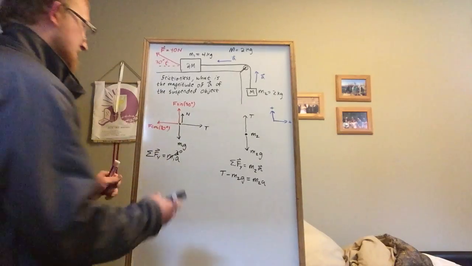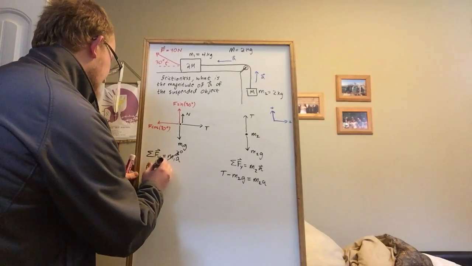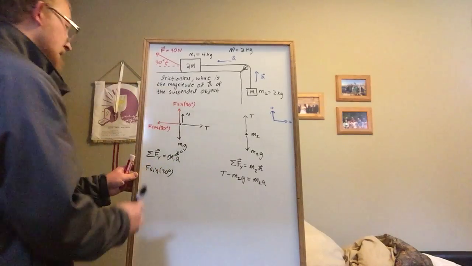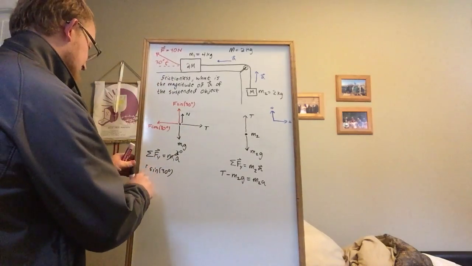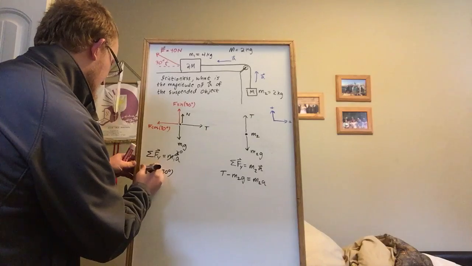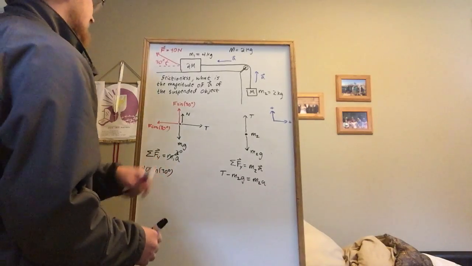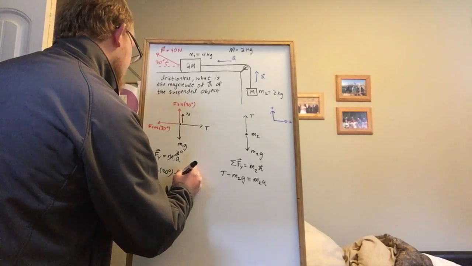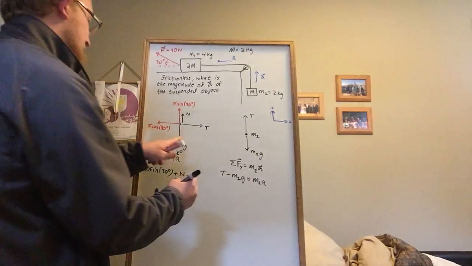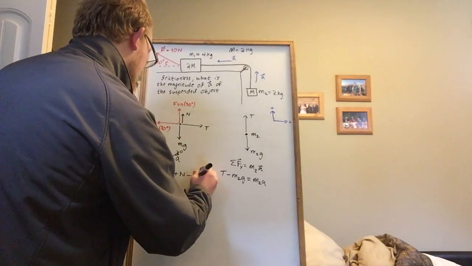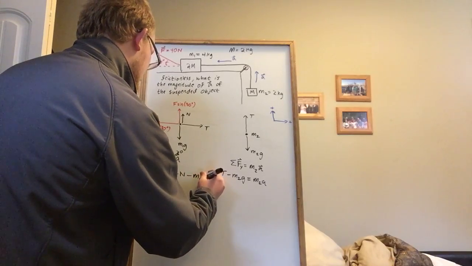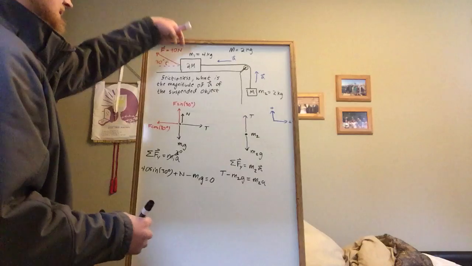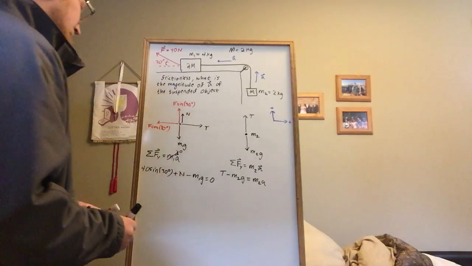Now if we sum the forces in the y, upwards we have F sine of 30 degrees, and we know our force is 40 newtons. I'm going to go ahead and write that in: 40 newtons times sine 30. Then we're going to add the normal force, and then we're going to subtract M1G. And this is going to equal 0 because this is a static system in the y direction.